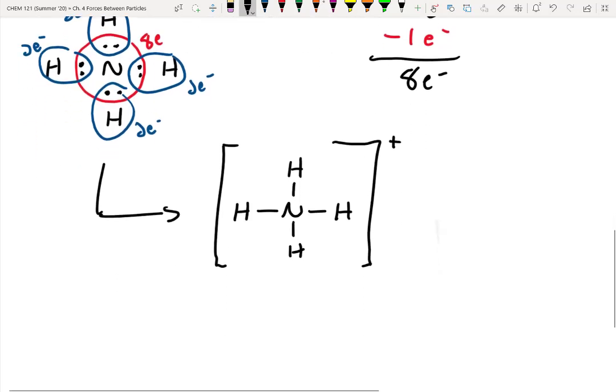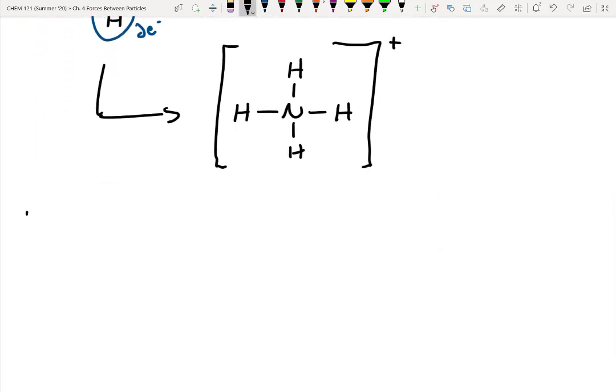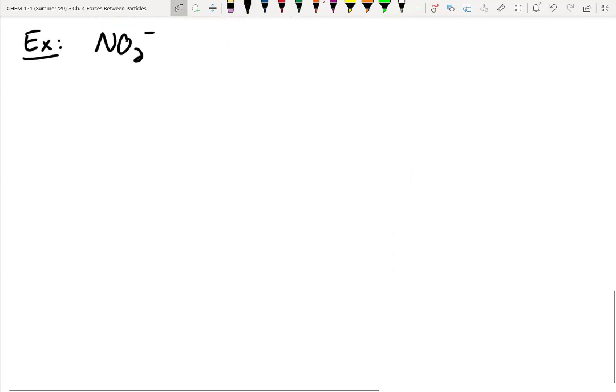Let's try another one, and let's make this next one harder. Let's do NO2 minus. This is nitrite. This is something that's commonly found, unfortunately, in a lot of preserved meats. It's not very good for you. But let's go ahead and do the same thing.